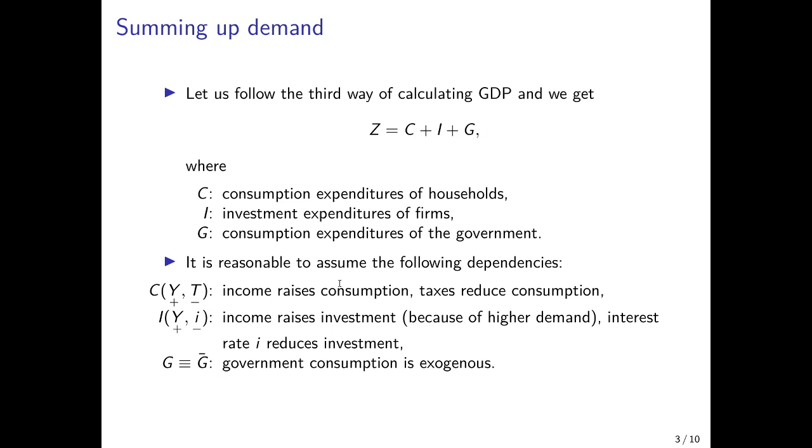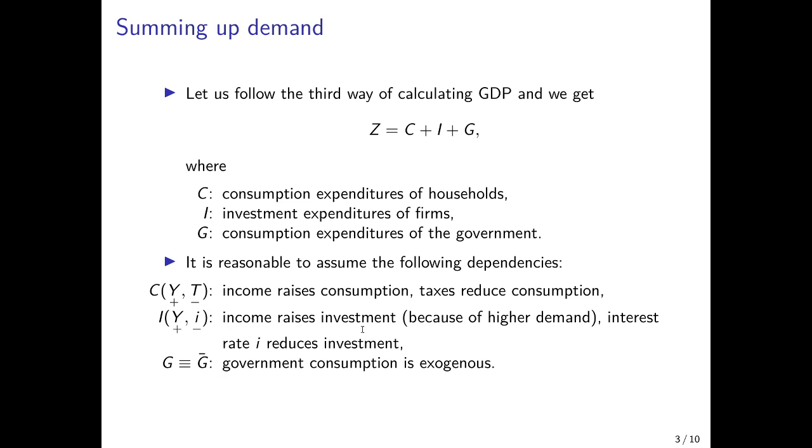Now, for the components, it's reasonable to assume a certain dependence on underlying variables. Consumption itself is usually seen to depend positively on income. That's clear. If households earn more, they can consume more. And negatively on taxes. That's also clear, because the difference between what you earn as gross income and the taxes that you pay is disposable income. So what actually matters is disposable income, and the taxes that you pay would decrease consumption of households.